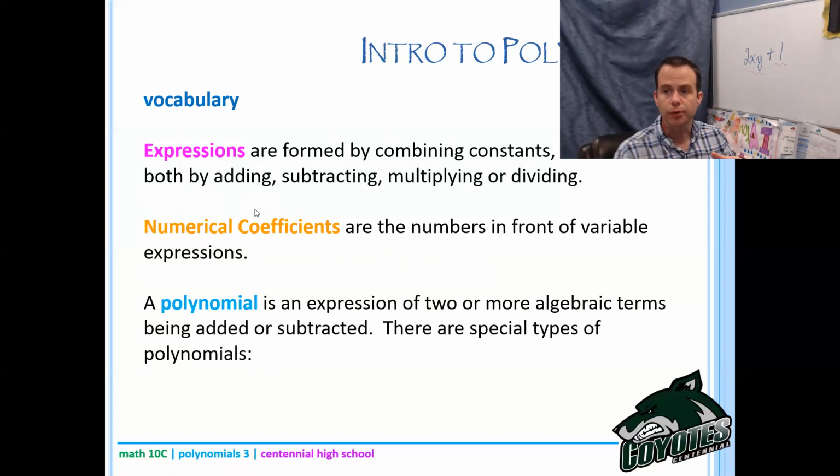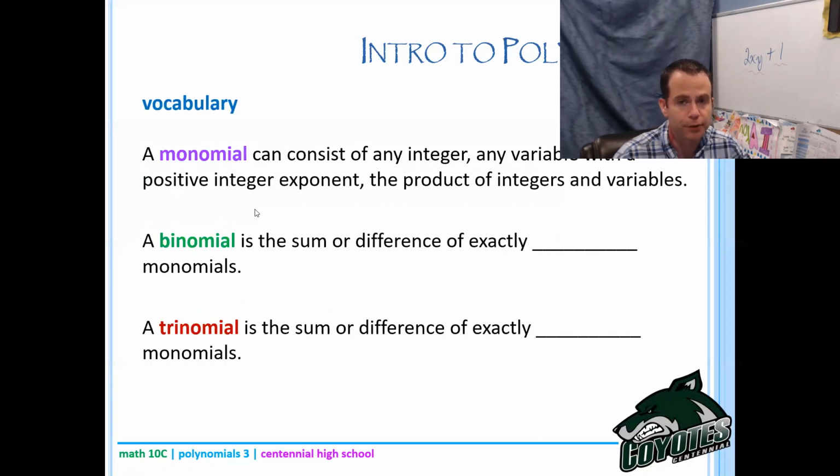Think about a quadrilateral for a second. A quadrilateral simply means a 4-sided figure. But inside that grouping of quadrilaterals, we have special ones. We have a square. A square is a special quadrilateral. It doesn't mean that a square isn't a quadrilateral, though. It's just that because it has a special name, we often call it by its special name. So some special ones for you. A monomial, first of all. A monomial can consist of any integer, any variable with a positive integer exponent. It's the product of integers and variables. So essentially, it's just one term.